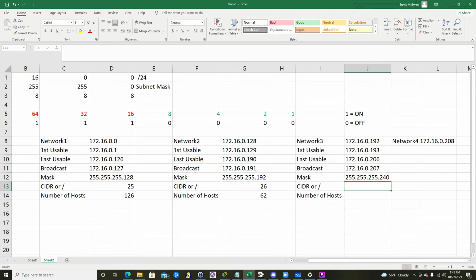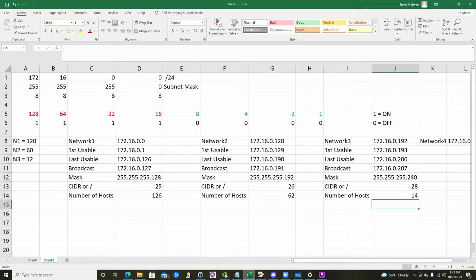Our CIDR, again, we're counting up from the 24, so the 128 would be the 25th bit, 26, 27, 28. So we've turned on up to the 28th bit. And then the number of hosts that we're supplying for, the last bit that we've turned on, that's 16, subtract 2 from it, we have 14. And remember, we can't use the network address or the broadcast.